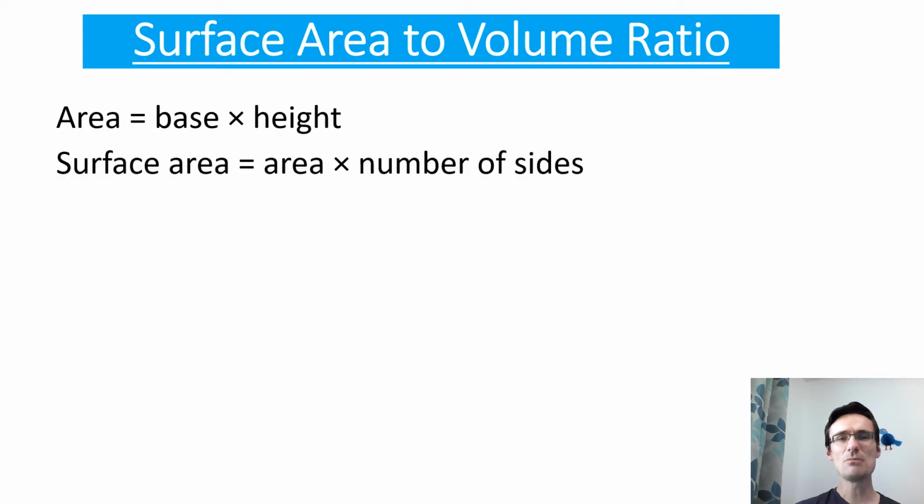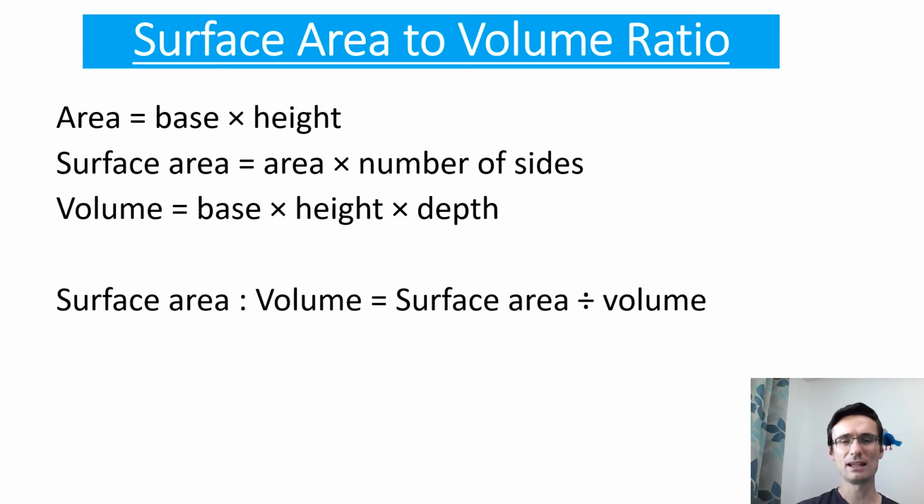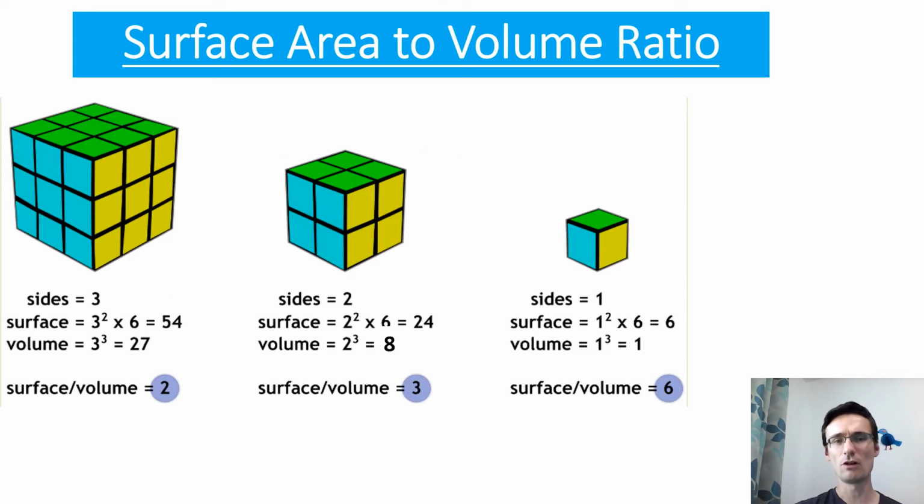Basically you might need to work out the area, which is the base times the height, and then the surface area, which is the area times the number of sides. You might need to do the volume, which is base times height times depth. Then you do surface area divided by volume to work out the surface area to volume ratio.